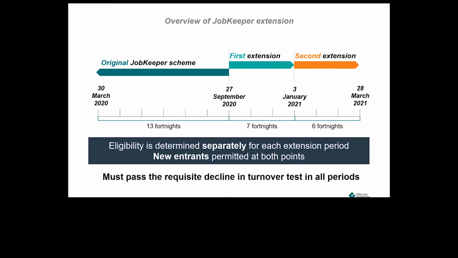The same applies for the second extension period, which looks at the December quarter. That quarter has been prescribed as being a relevant period for both the original decline in turnover test and the new actual decline in turnover test. So you don't have to do two separate tests. Once you succeed in respect of the relevant quarter, you will pass both tests.